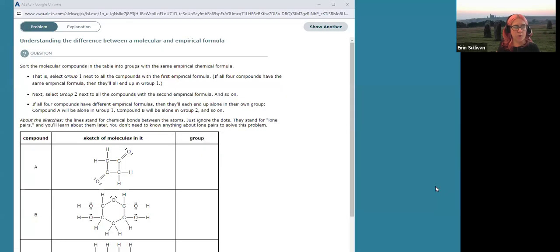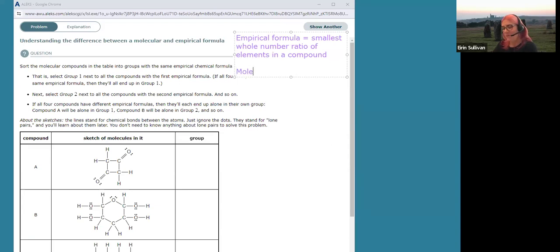Molecular and empirical formula. So we define the empirical formula as the smallest whole number ratio of elements in a compound. For an ionic compound, you always just get the empirical formula because ionic compounds don't form molecules, okay? For molecular compounds, sometimes molecules are really big, so they will have multiple repeats, if you like, of the empirical formula.